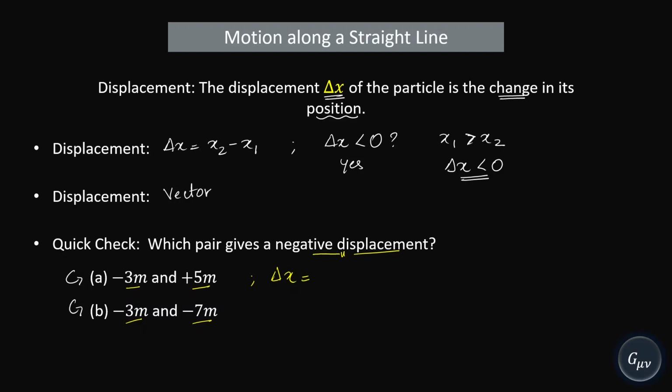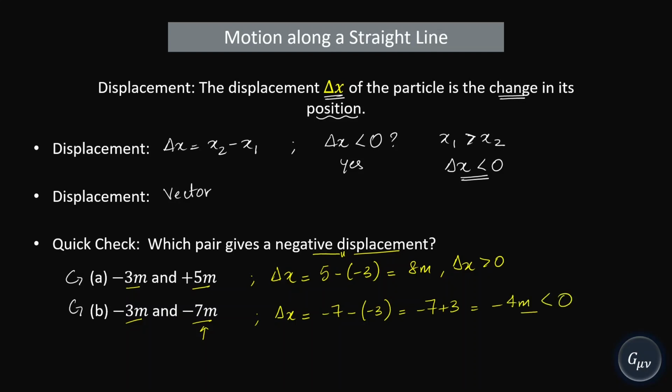Now, in the first pair, the initial position is minus 3 meters and the final position is plus 5 meters. So the displacement is 5 minus of minus 3, right? So this is nothing but 8 meters. This is a positive displacement. Now in the second pair, the initial position is minus 3 meters and the final position is minus 7 meters. So the displacement here is minus 7 minus of minus 3. This is minus 7 plus 3, which is minus 4 meters. As you can see, this is negative displacement.